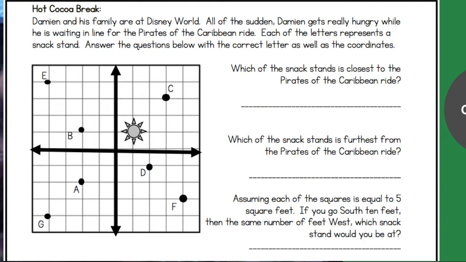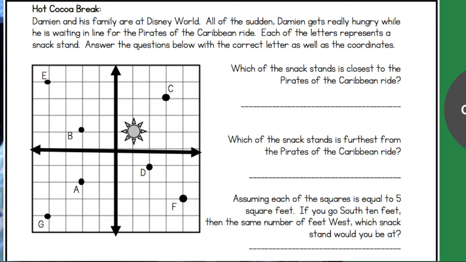Each of the letters represents a snack stand. Answer the questions with the correct letter as well as the coordinates. So which stand is closest to the Pirates of the Caribbean ride? Which of the snack stands is furthest from the Pirates of the Caribbean ride? And assuming each of the squares is equal to 5 feet, if you go south 10 feet, then the same number of feet west, which snack stand would you be at?